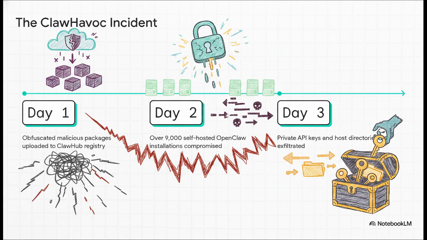Openclaw has this massive ecosystem, right? Over 50,000 community skills. On day one, bad actors uploaded obfuscated, malicious packages straight to that registry. By day two, over 9,000 self-hosted Openclaw installations were compromised. And because those malicious skills ran in the exact same shared node process as the rest of the system, well, by day three, attackers had successfully exfiltrated private API keys and accessed host directories. It perfectly demonstrated exactly what happens when a huge plugin ecosystem lacks strict data isolation.